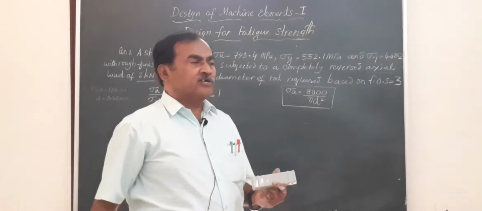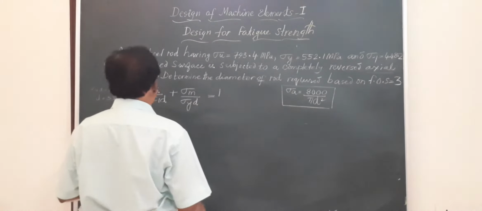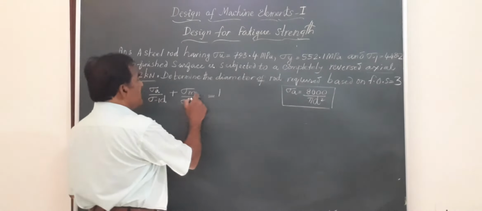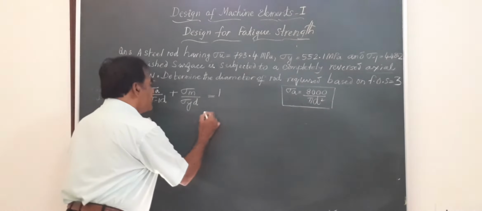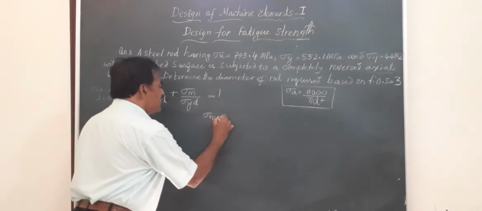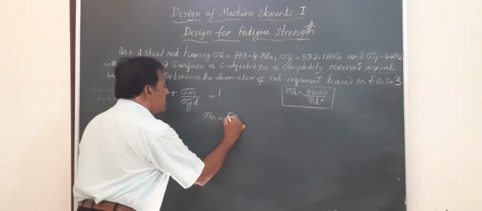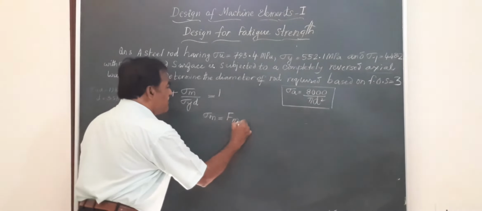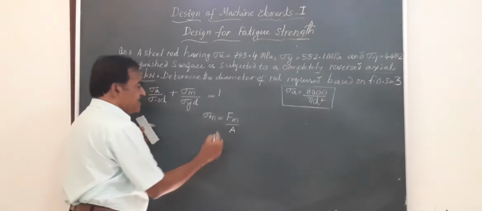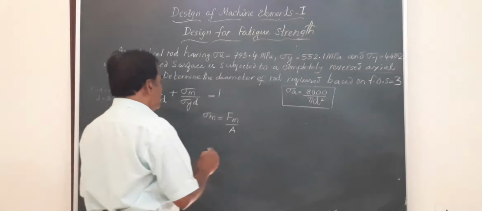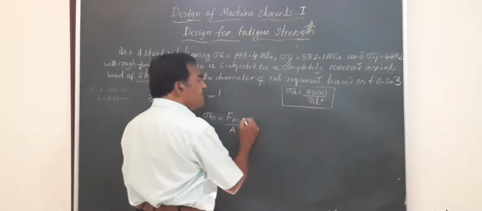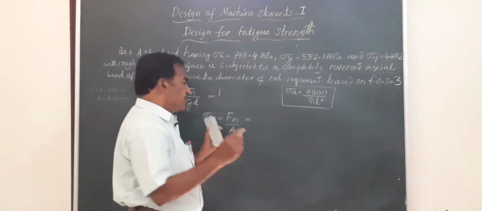Friends, after finding out sigma a, let's find out what sigma m is and what is its value. So on the same lines, friends, we know that sigma m is the mean stress, that is equal to Fm by A. So mean stress is mean load, that is Fm by A. What is Fm? Fm is the mean load or the average load.